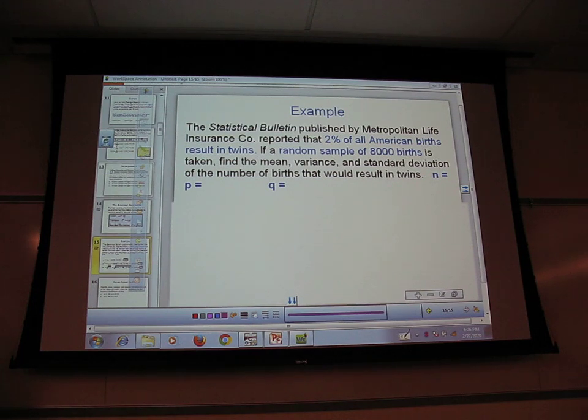Great. So we need to figure out what our N and our P are. I always have to give you N and P in any binomial problem. So everybody take 15 seconds with your neighbors, find N and P, go.